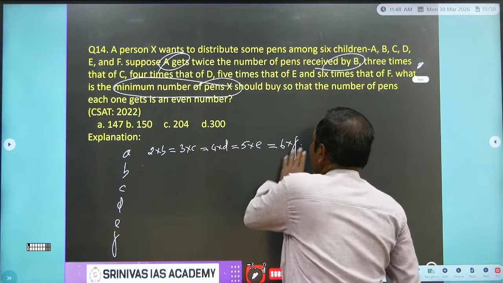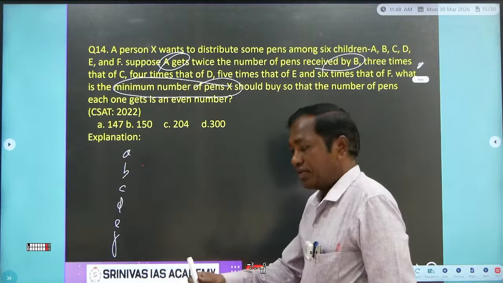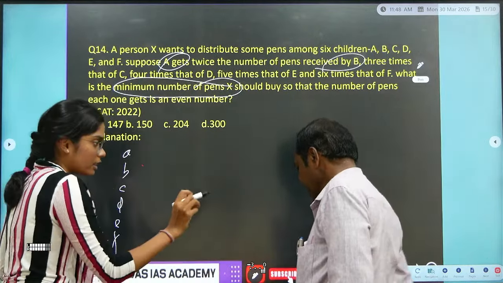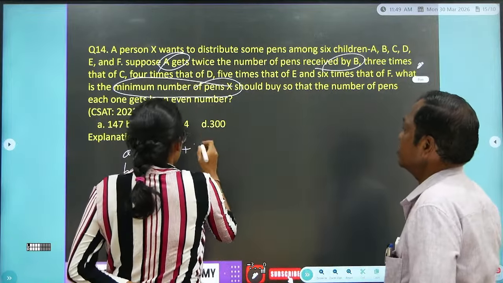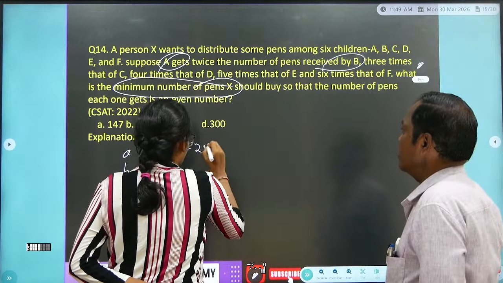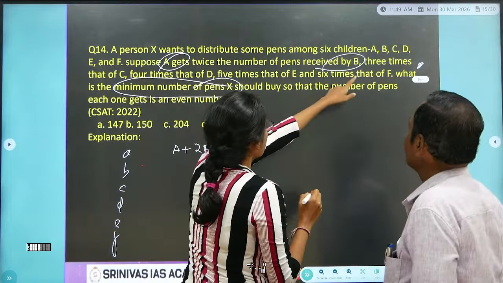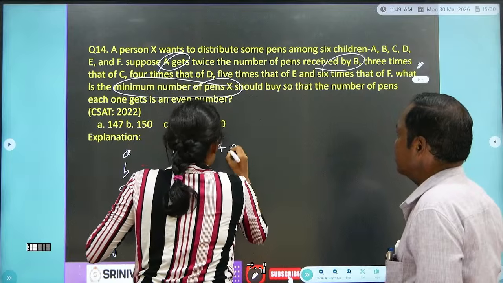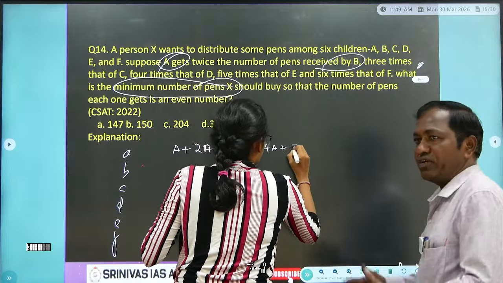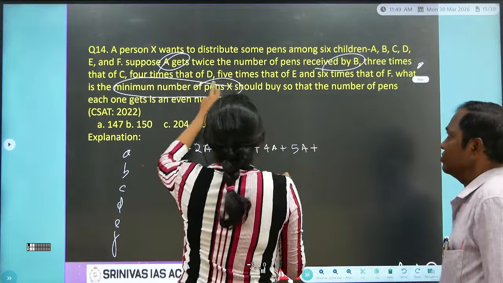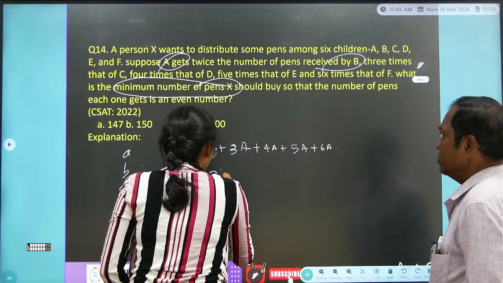Okay, you write. Sir, I don't know whether it is correct. Fine, no problem, whatever it may be. A plus twice the B, that is 2B, but I have taken it as A only. Plus thrice of C, so 3A, plus 4A, plus 6 times, 6A. She has converted everything to A. So when you add, you get 21A.